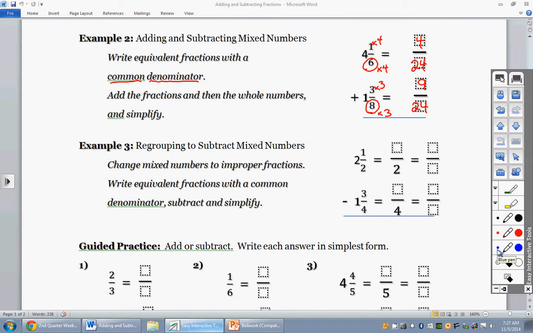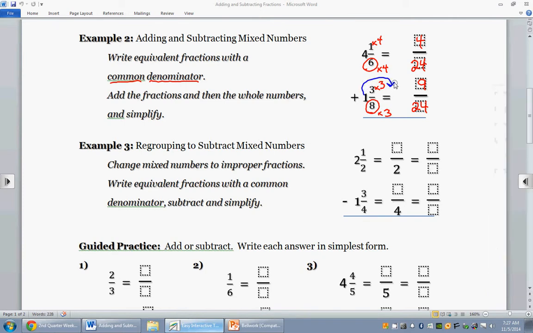Because it's a mixed number, we can't forget about the whole number. We can't forget about the 1 and the 4. Those are still numbers that we need to add. But if we add 4/24 and 9/24, we get 13/24. And if you add your whole numbers, 4 and 1 is 5. 5 and 13/24. So we added the fractions and the whole numbers, and there's no need to simplify. They're already in lowest terms.